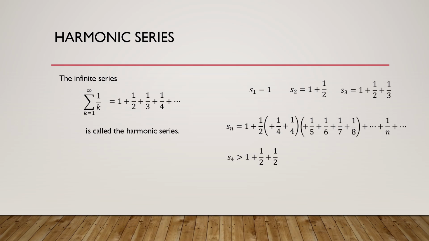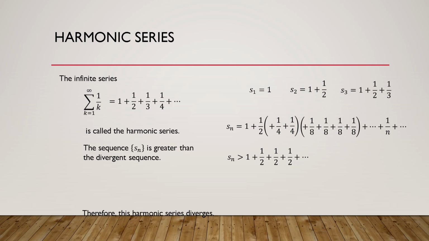We can do this again with the next four terms, replacing the first term of those 4 with 1/8. The sum of these 4 terms is 1/2, and still s sub 8 is greater than this sum. If we do this to infinity, 1 plus an infinite number of 1/2s diverges. Since s sub n is greater than this sum, it must also diverge.